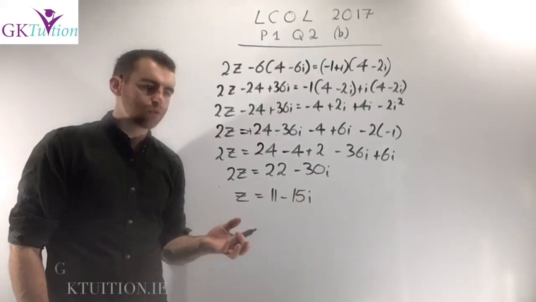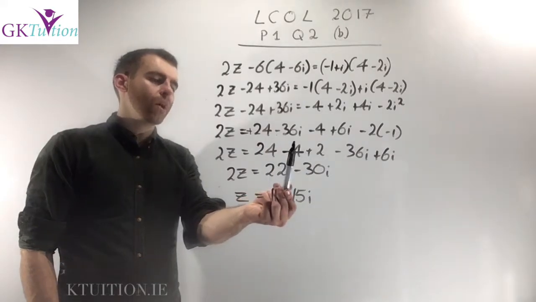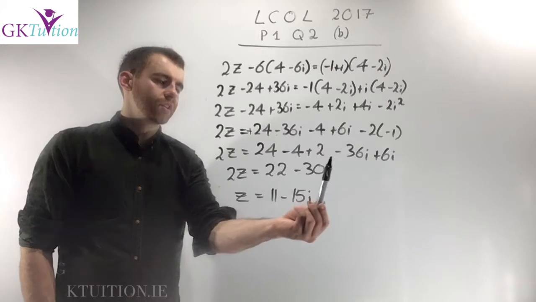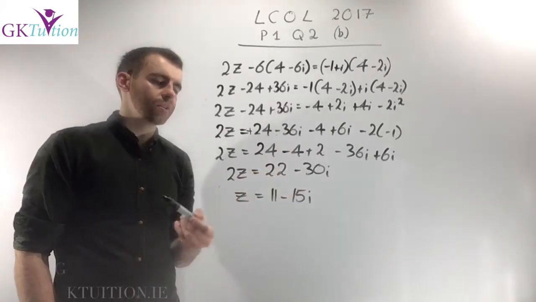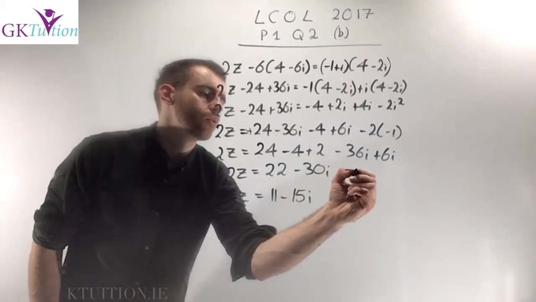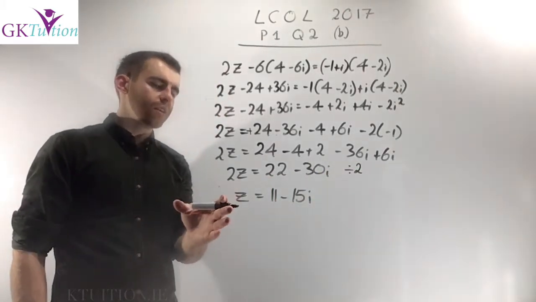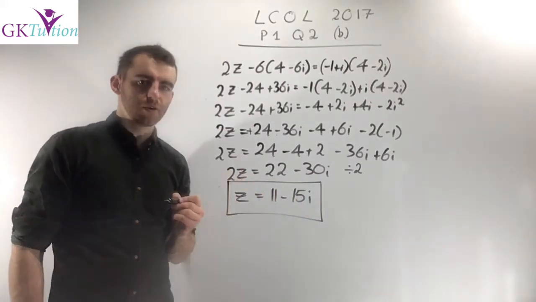So now all I have to do is group the like terms, or I'll add the like terms together. 24 minus 4 plus 2 is 22. Minus 36 plus 6 is minus 30i. If 2z equals 22 minus 30i, I just divide both sides by 2. If I divide both sides by 2, I end up with z equals 11 minus 15i. And that's your final answer for this part of the question.